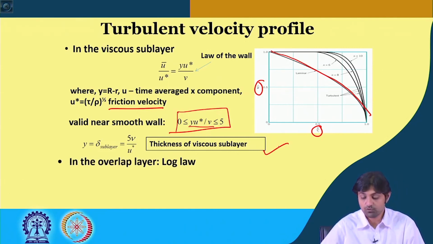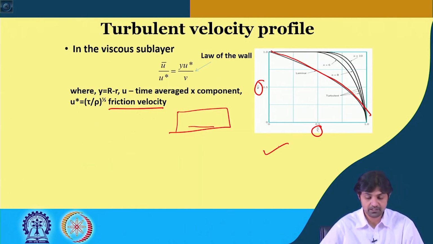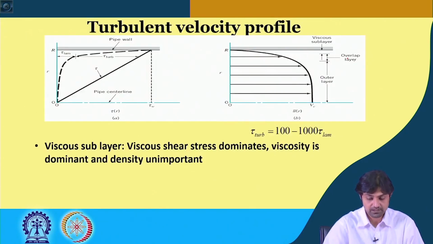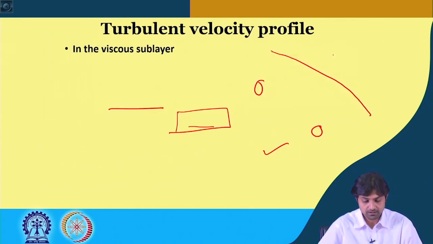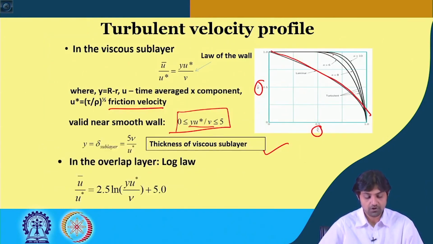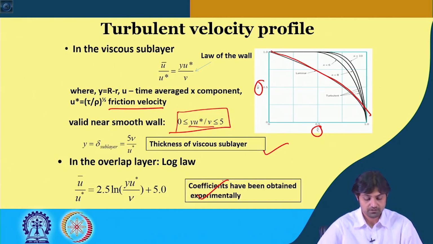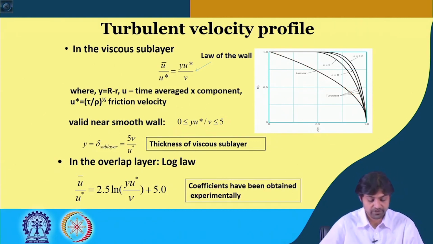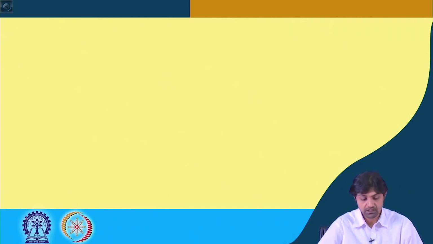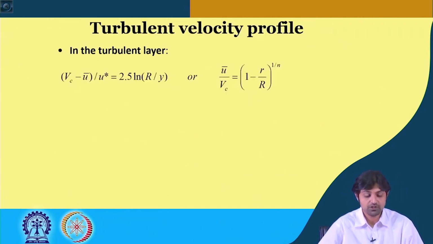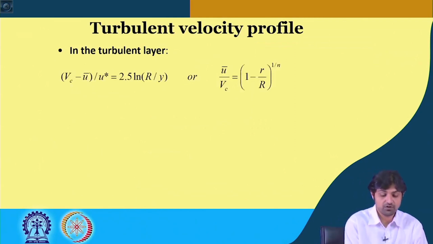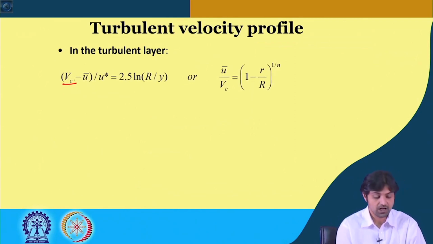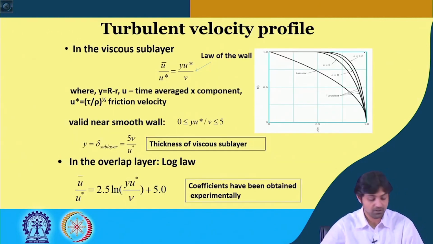In the overlap layer, you remember this overlap layer, this log law is valid: u bar by u star is equal to 2.5 ln y u star by nu plus 5.0. I think we have gone through it in our other lecture. Here the coefficients 2.5 and 5.0 have been obtained experimentally. In the turbulent layer, we can also write it in the form of center line velocity, the graph of which was given here.